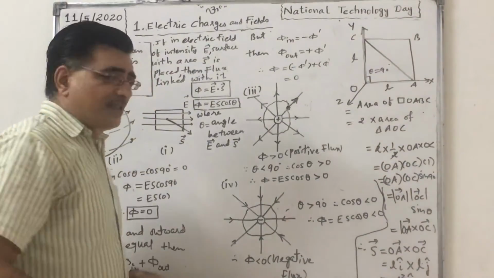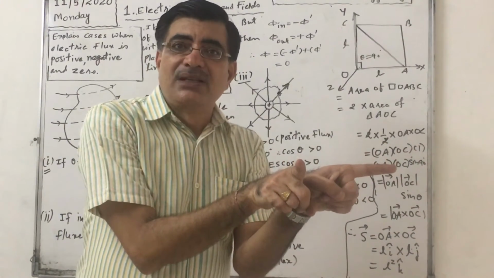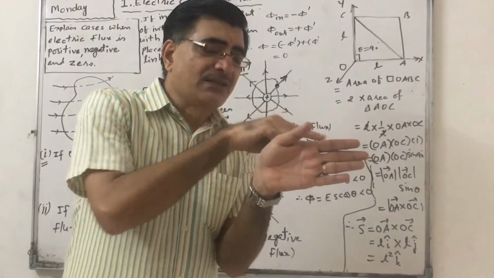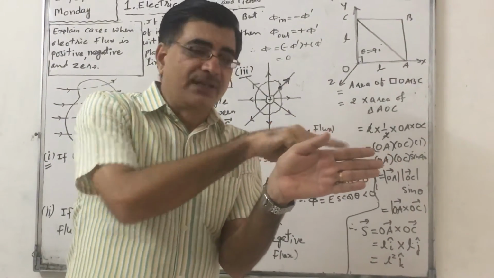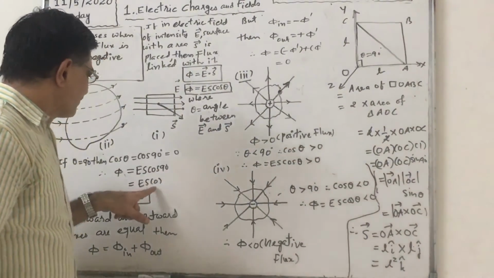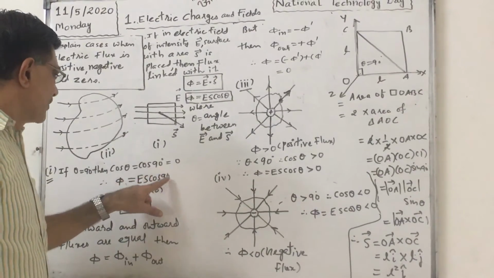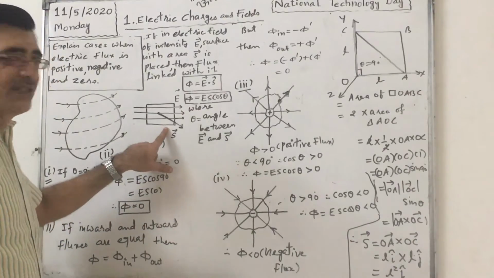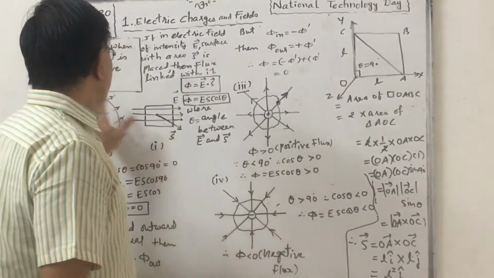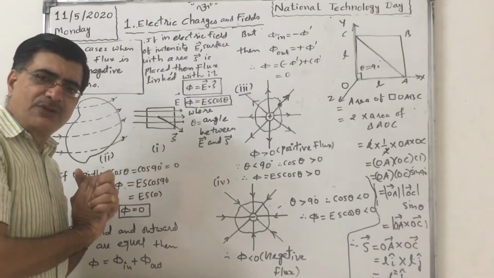Now this is the first case. E is in this direction and S is in this direction. So the surface must be like this, which means the surface is parallel to vector E, and the surface area vector is perpendicular to the surface. So theta is 90 degrees, cos 90 equals 0, so flux is 0. This is the first figure. The second figure can be understood after these two cases, so I will explain it afterwards.